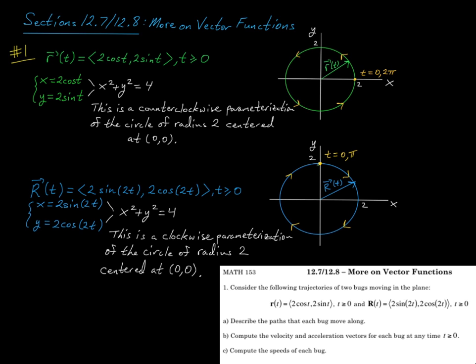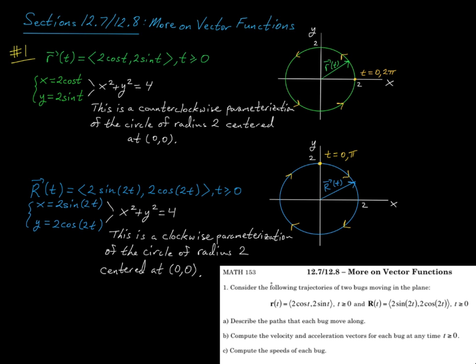And furthermore, the arguments of these sine and cosine waves are 2t as opposed to just t, so their periods are now pi. So this bug will complete a trip around this circle in pi units as opposed to 2 pi units. So we just note that the second bug, in fact, has double the speed of the first bug. All right, cool. So now let's check out part B.